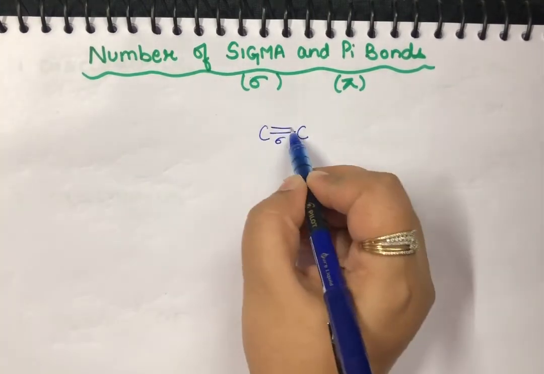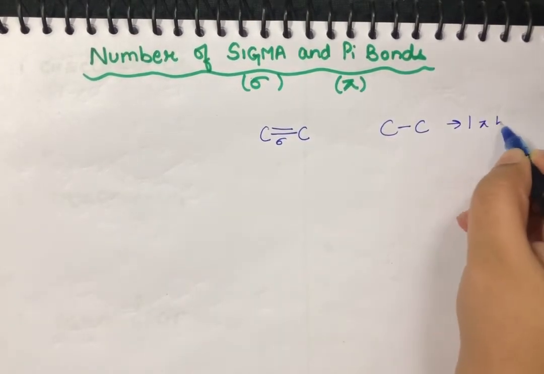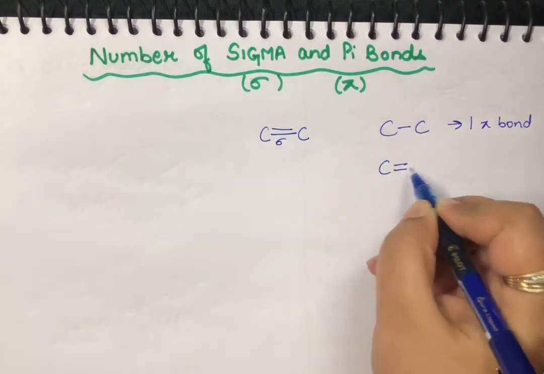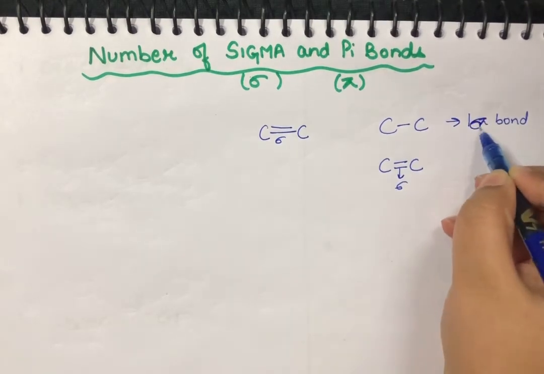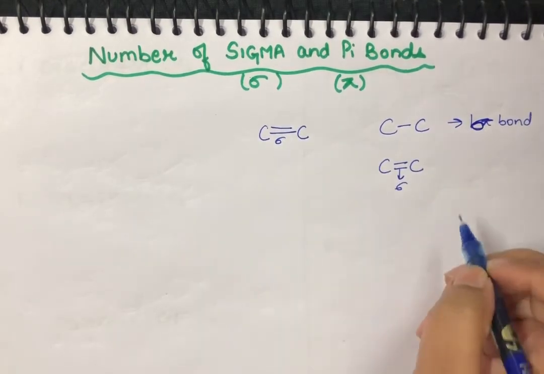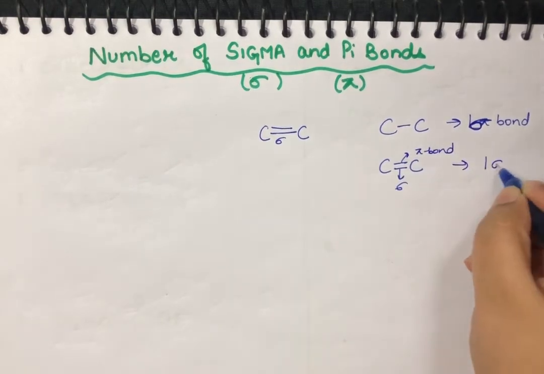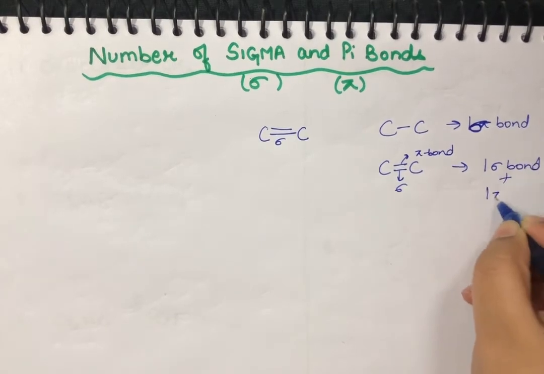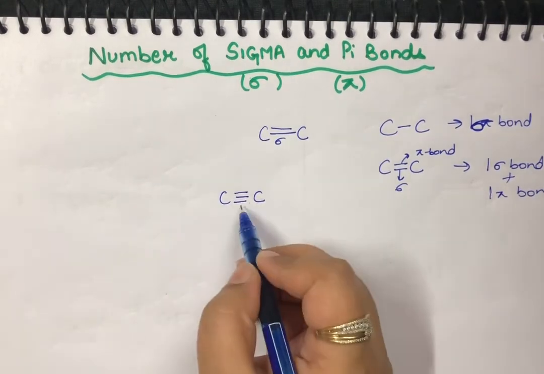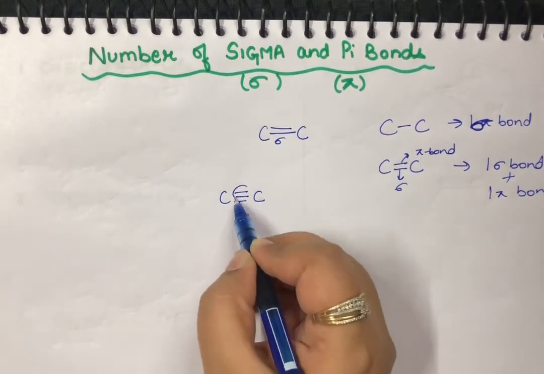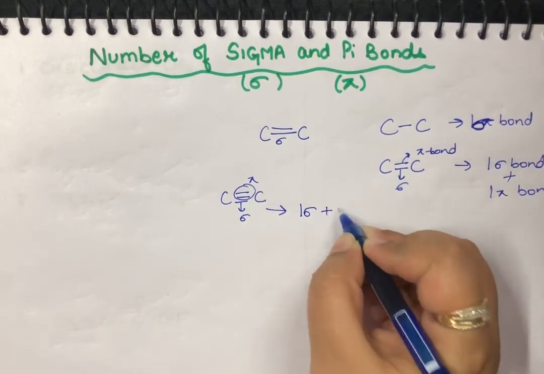Now if I have a double bond, I'll write it like this. If carbon-carbon single bond, I have one sigma bond only. Now if I have a carbon-carbon double bond, as I told you, the first bond formed is always the sigma bond. The other bond is your pi bond. So in a carbon-carbon double bond, I have one sigma bond plus one pi bond. Similarly, if I talk about a carbon-carbon triple bond, the first bond is your sigma and the other two are your pi bonds.